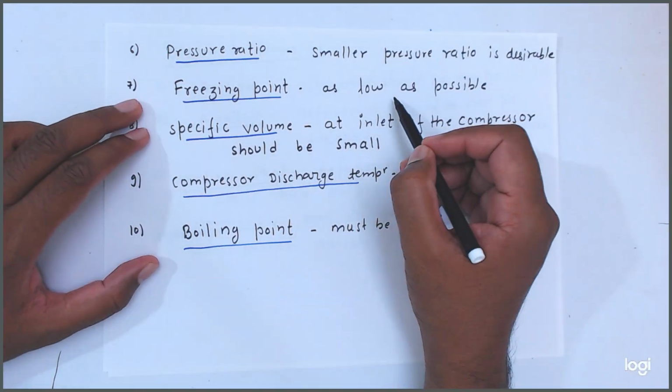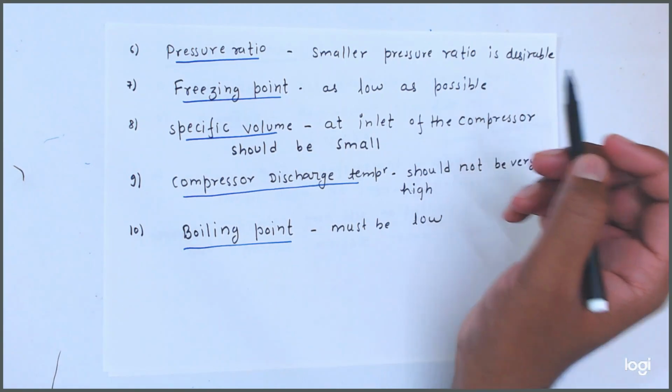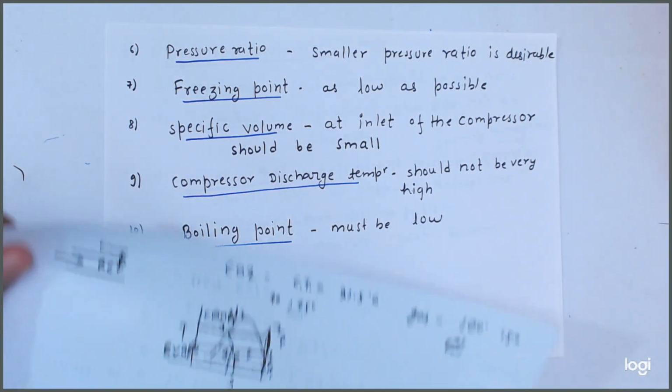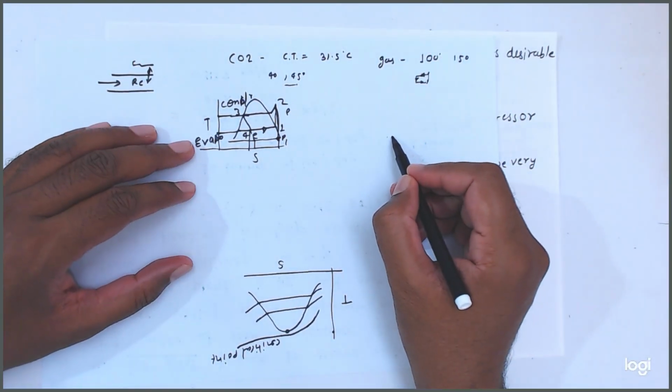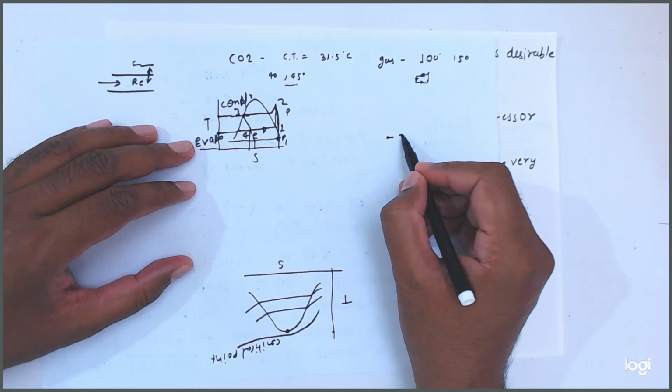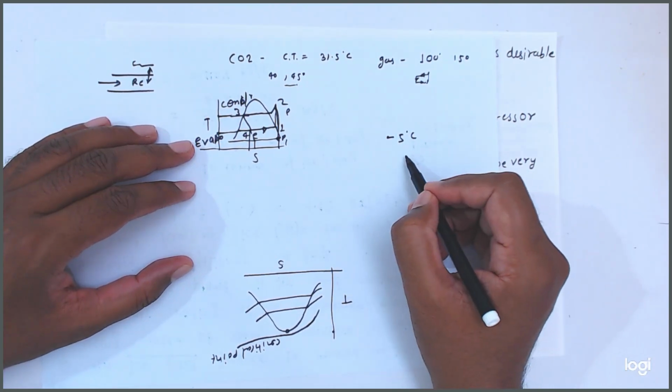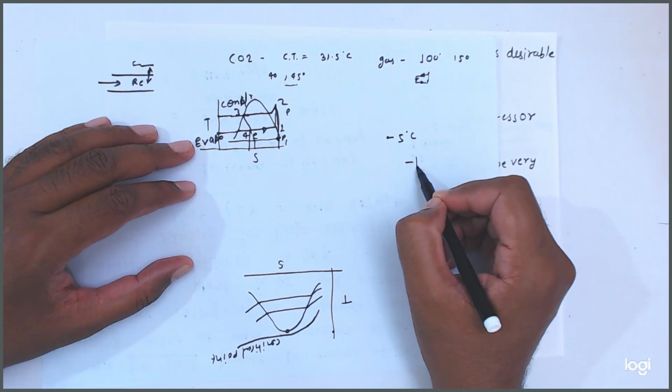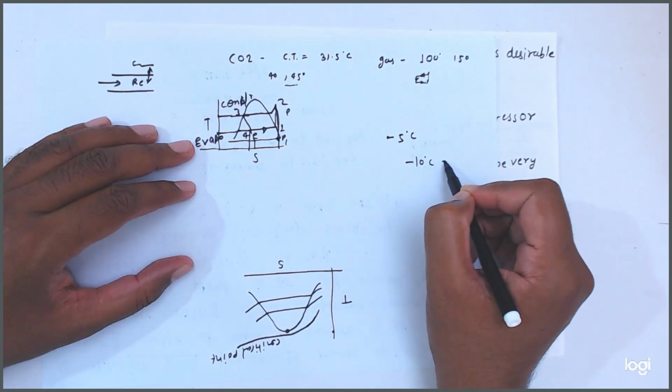Freezing point of the liquid should be as low as possible. Suppose our refrigerant's freezing point is minus 5 degrees centigrade, but the system is working at minus 10 degrees centigrade or minus 15 degrees centigrade.